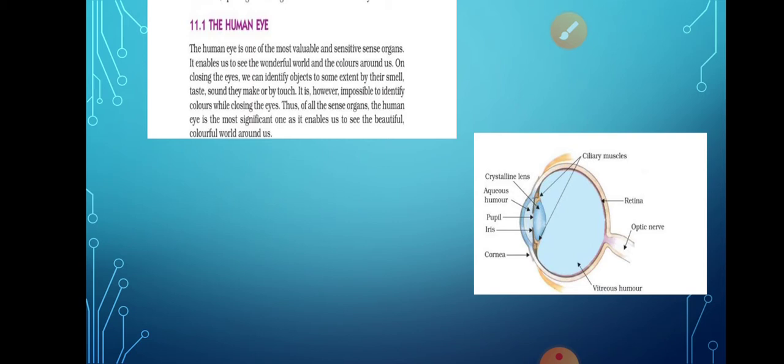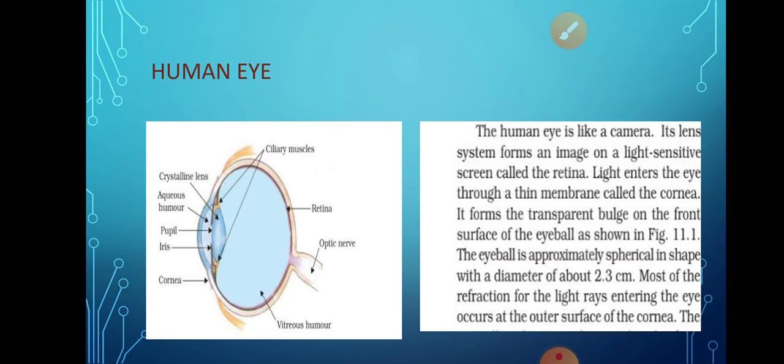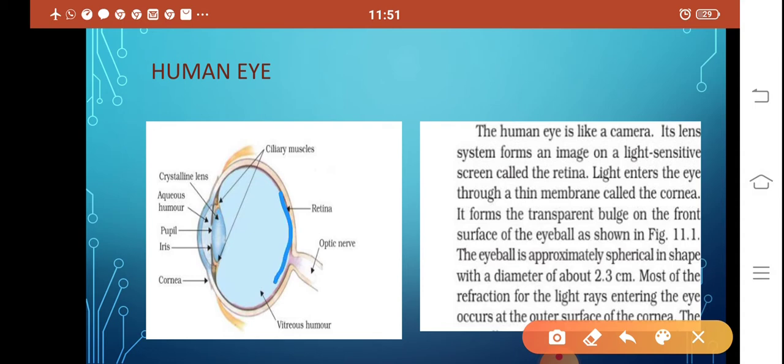So the crystalline lens is there. The human eye is like a camera. Its lens system forms an image on a light-sensitive screen that is called the retina. So where is the retina? This is the retina, and on this retina the image is formed. Actually, it is like a convex lens only.